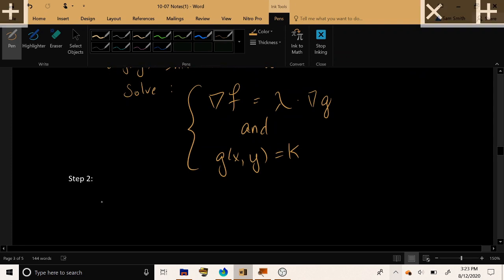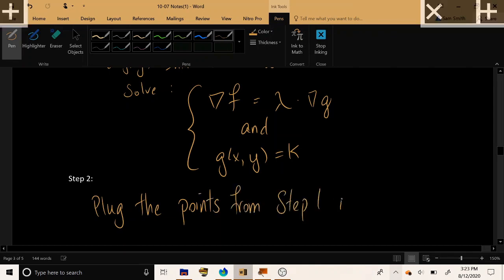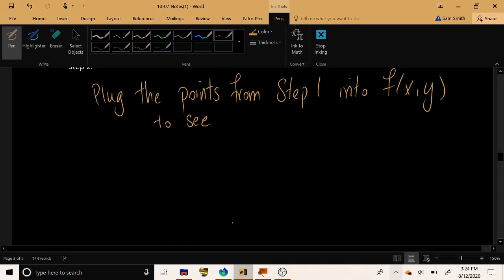And finally, we plug the points from step 1 into f of x, y to see which points will give us the largest outputs and which points give us the smallest outputs.